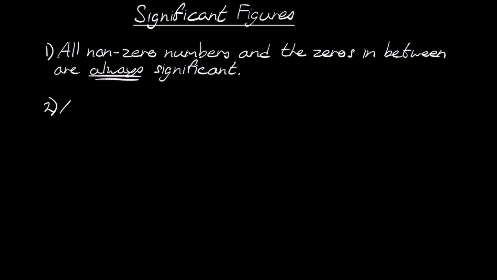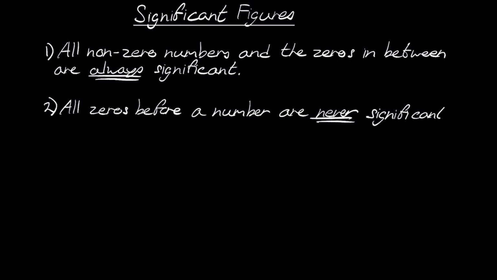The next rule is that all zeros preceding a number are never significant. So in the number 0.0038, how many sig-figs are there? There's only 2. The 3 and the 8 are significant because they're non-zero numbers, and the 3 zeros preceding the number are not significant because zeros before a number are never significant.